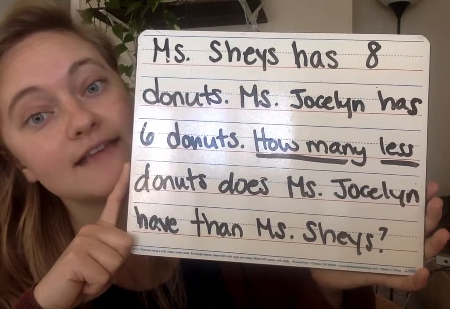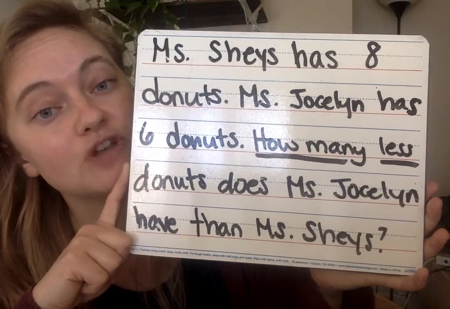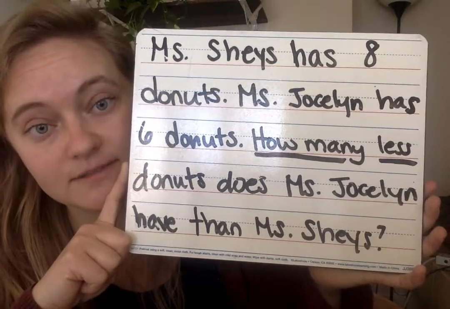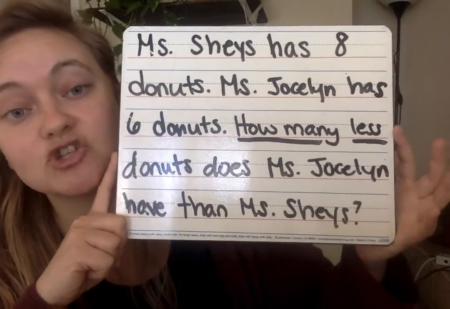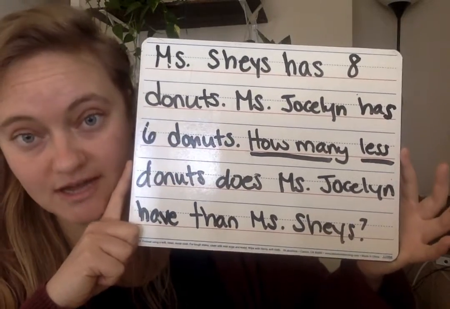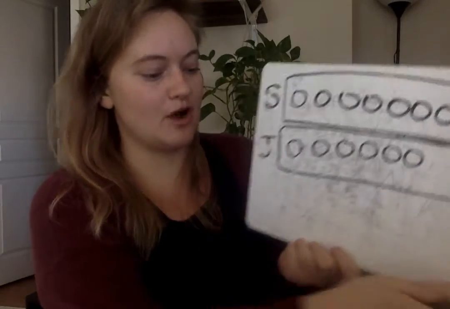Miss Shays has 8 donuts. Miss Jocelyn has 6 donuts. How many less donuts does Miss Jocelyn have than Miss Shays? Okay, here is how we solve this problem.